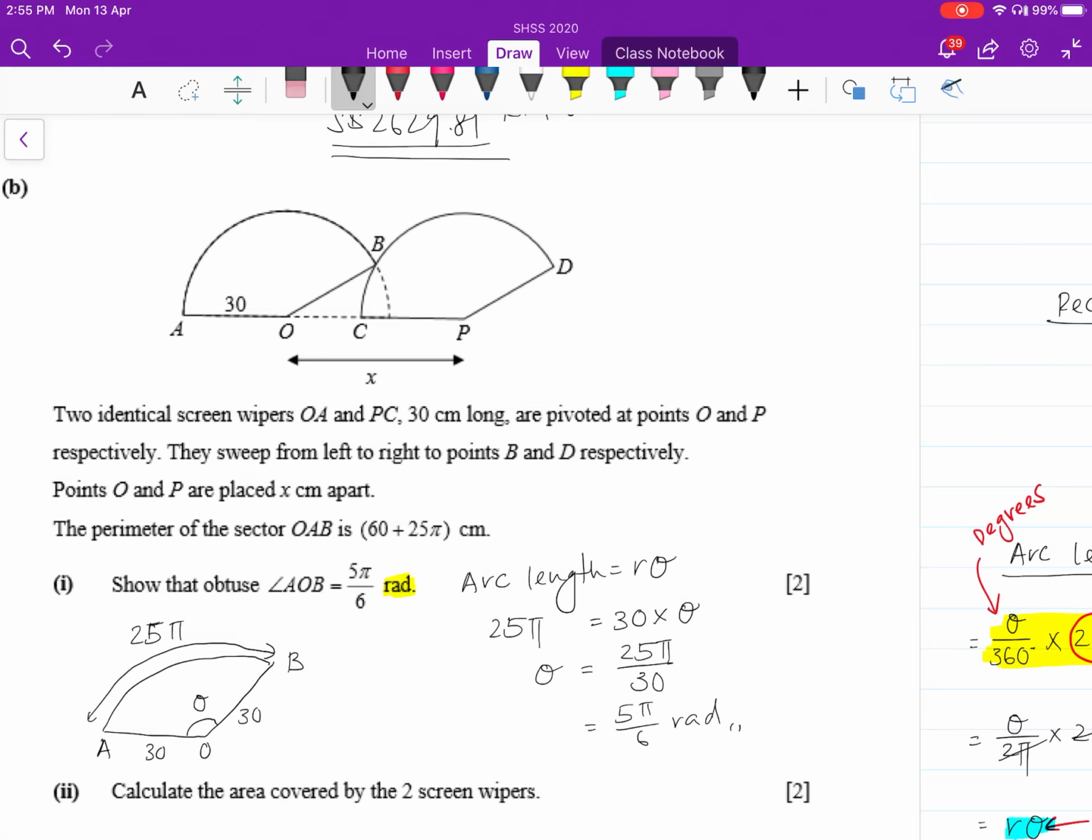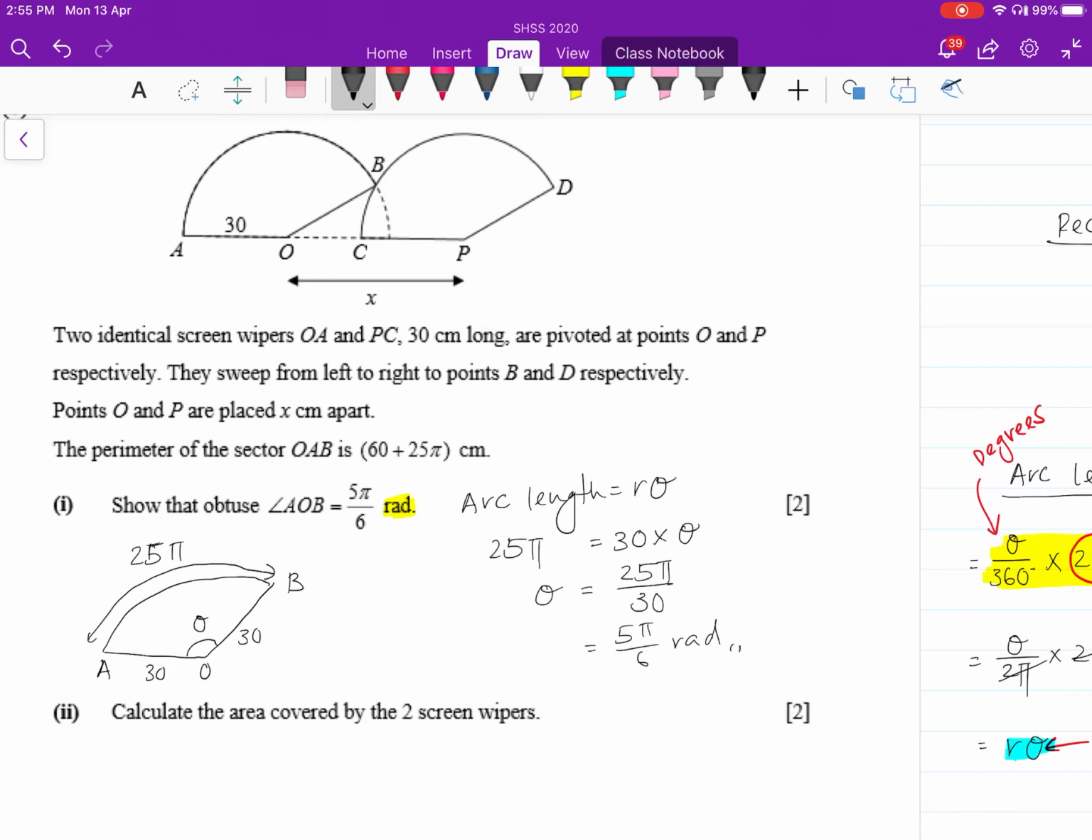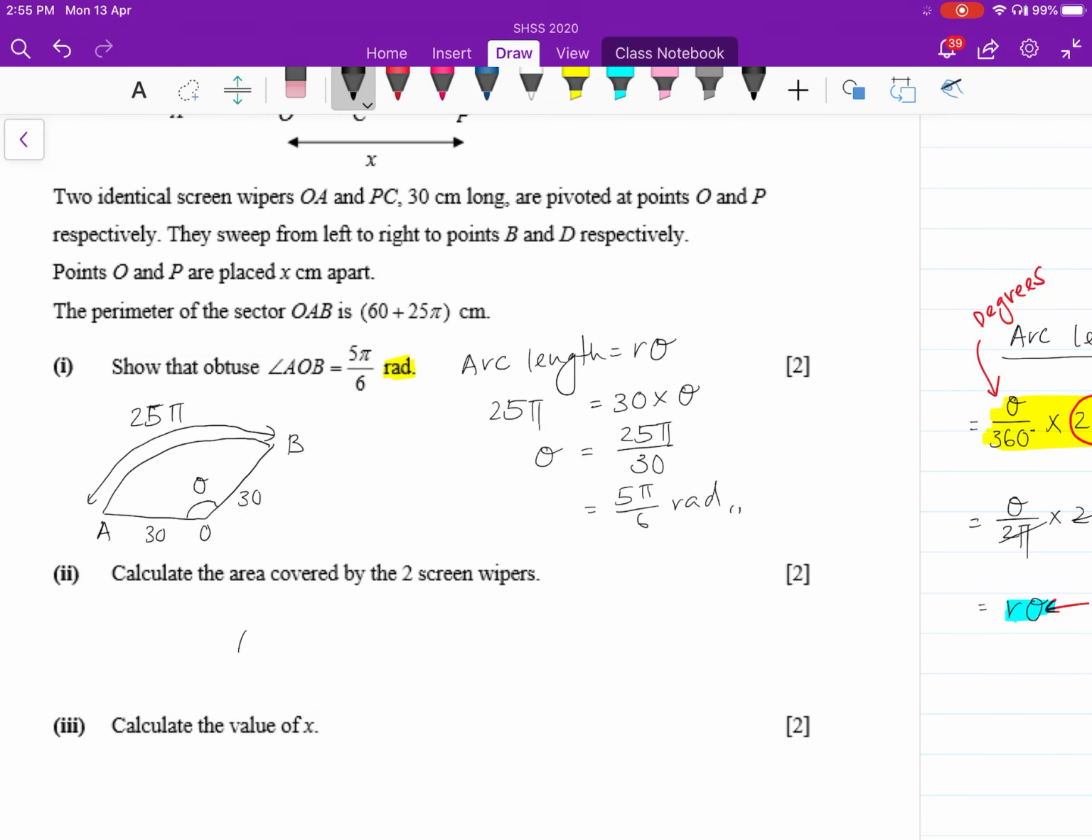Calculate the area covered by the two screen wipers. Now the two screen wipers cover the same area. So it's basically one step: 2 times half r squared theta. r is 30 squared and the theta is in radians, 5 pi over 6. 2 times that. Okay, 2 and half cancel away. You can leave your answer in pi. And you will get 750 pi cm squared.